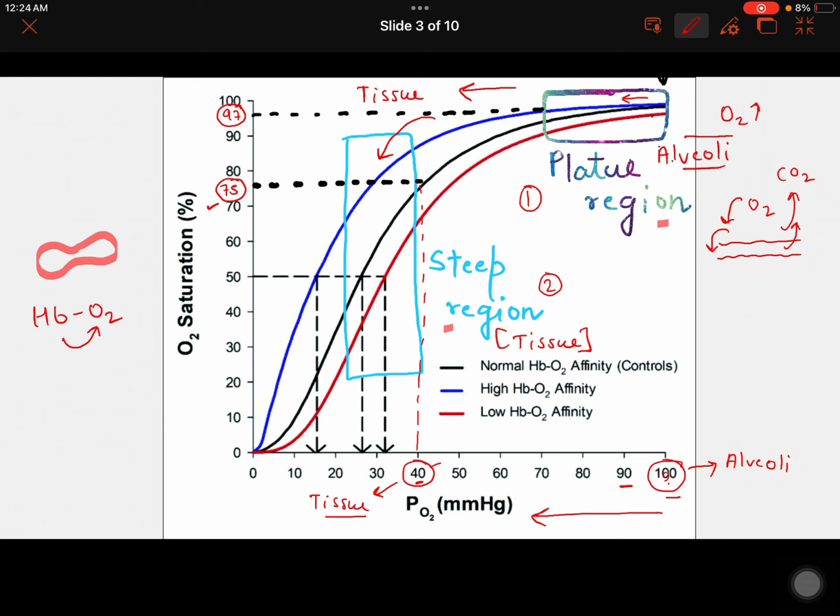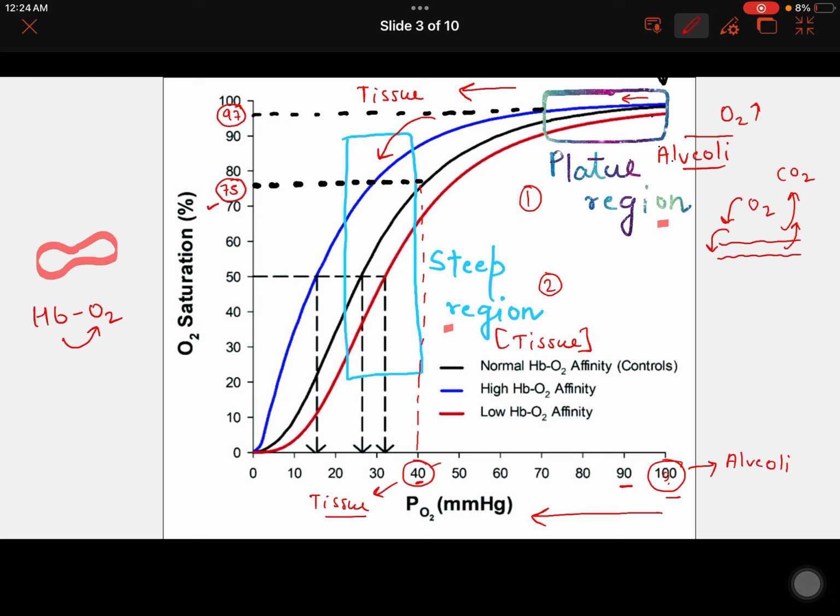So it doesn't mean that if your RBCs are going towards the tissue level, desaturation will be around 40 or 50%. It usually doesn't happen, right? So much desaturation is not there at the tissue level.